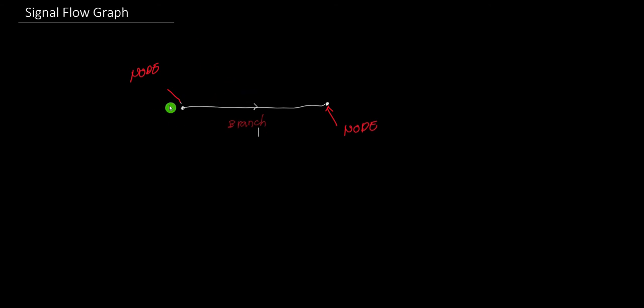So for example, if our input here is x1, and we have an output, let's call it x2. Between them is a transfer function, a gain. We can just write it as E1,2. This is what we call the transmission function.